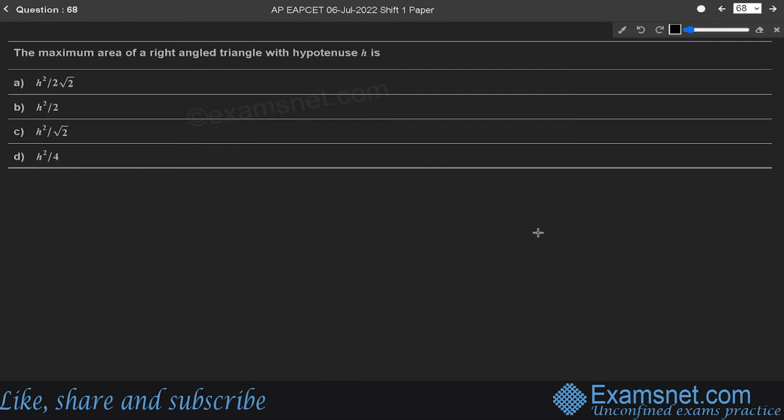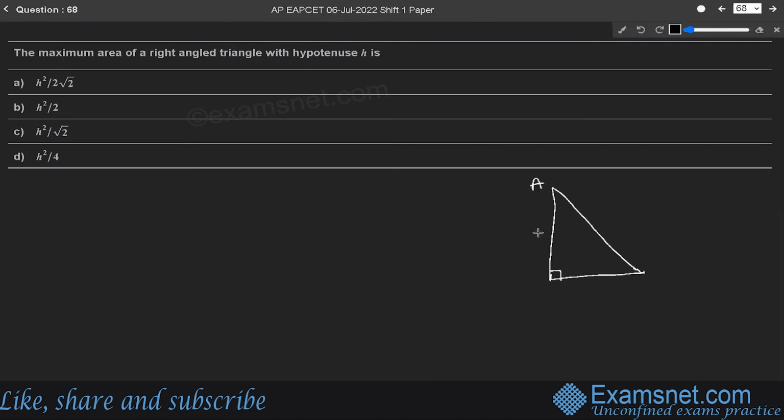Next question is, the maximum area of a right angle triangle with hypotenuse h is. The question says about a right angle triangle. So first, let us draw a right angle triangle. Consider this as the right angle triangle.